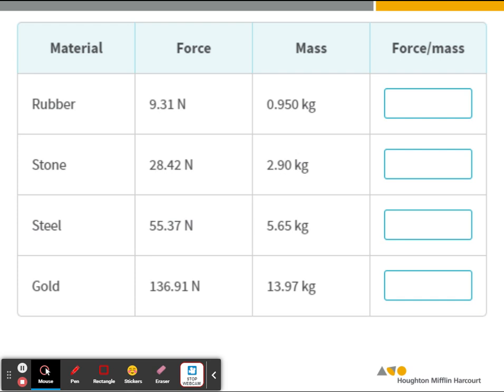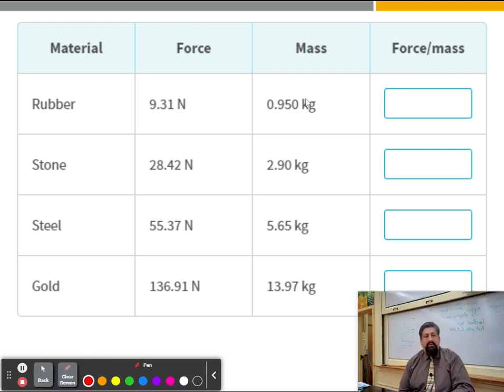Let's look at this table where we see the force of each ball and the mass of each ball. Now, what happens if we divide force by mass? If we divide force by mass, we get 9.8. The unit is newtons per kilogram. Here we have 28.42 divided by 2.9. We also get 9.8 newtons per kilogram.